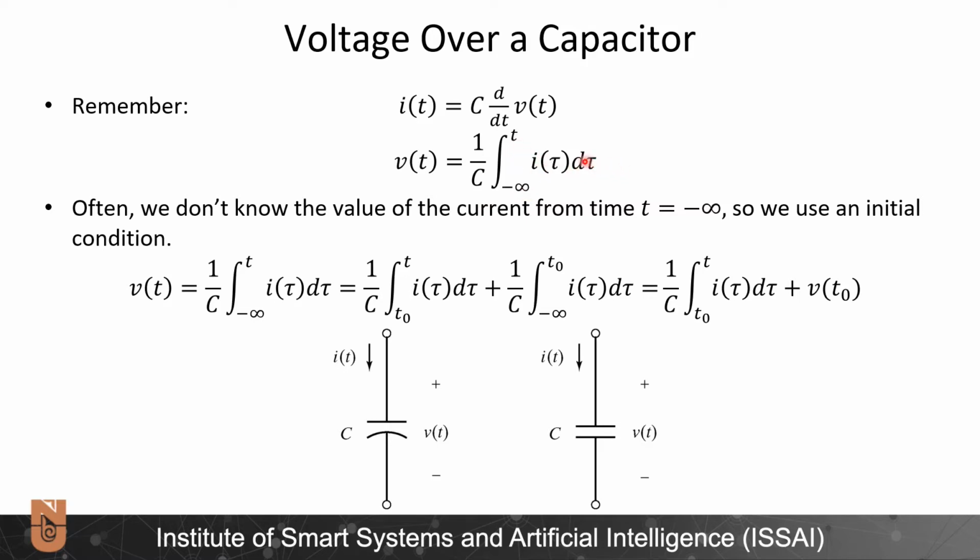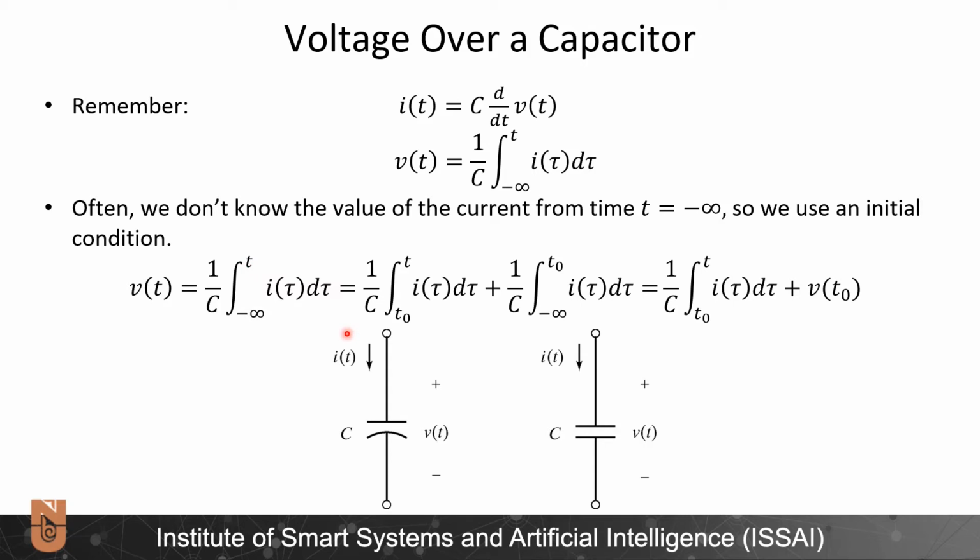However, we have a small problem here. We don't know what the value of the current at t is equal to minus infinity is. So therefore, we are using an initial condition. An initial condition is the amount of energy stored in a capacitor at a specific time. v(t) is equal to 1 over C, an integral from minus infinity till t.